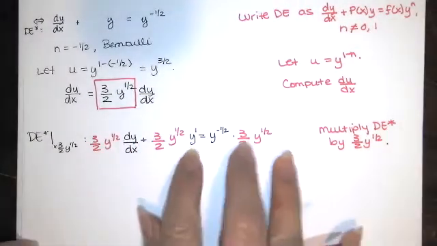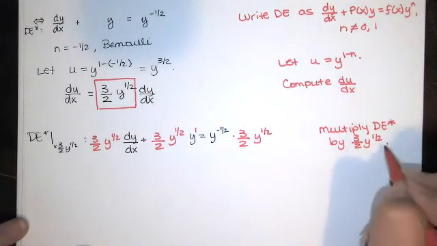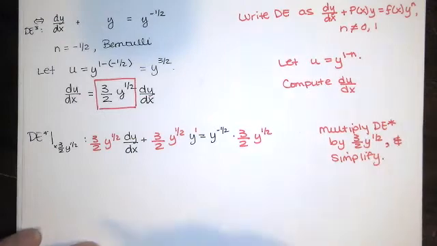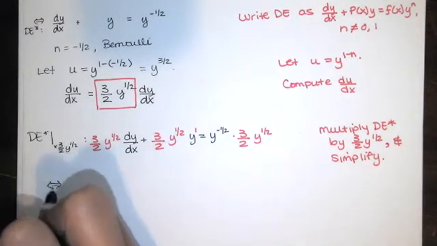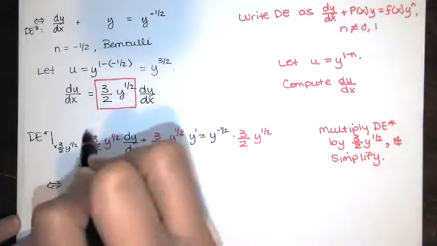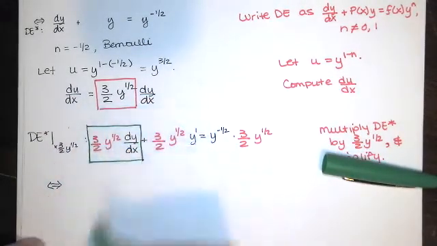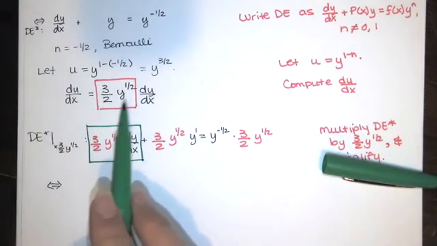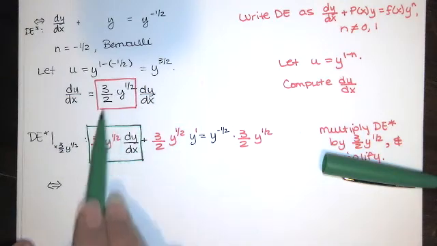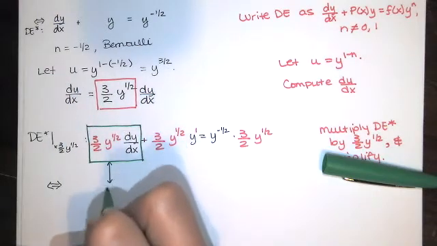When you simplify, the resulting expression should be a linear differential equation in u. This is equivalent to this. Since u is y to the 3/2, this whole piece right here is du/dx by design. That's why we multiplied by this. We multiplied the differential equation by this term right here, so that this whole term would be du/dx. So that is du/dx, which is good.